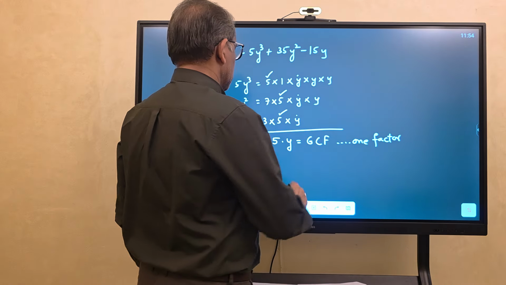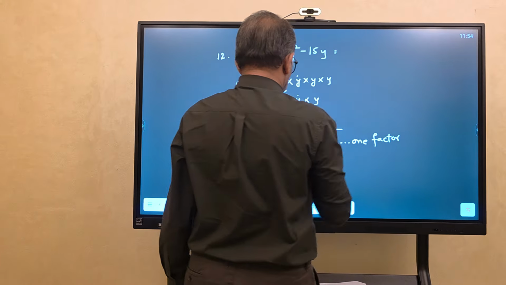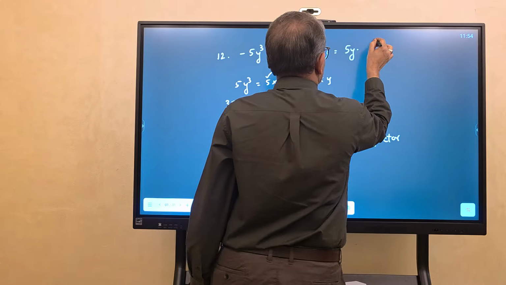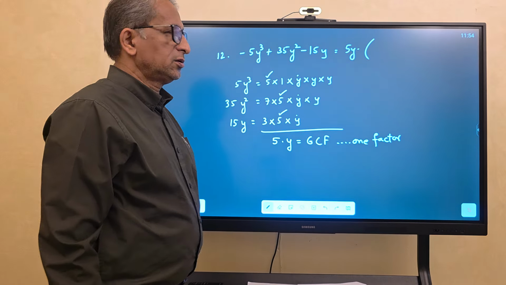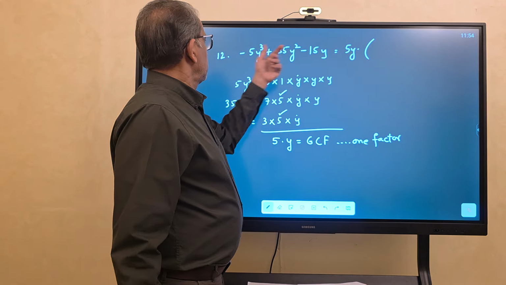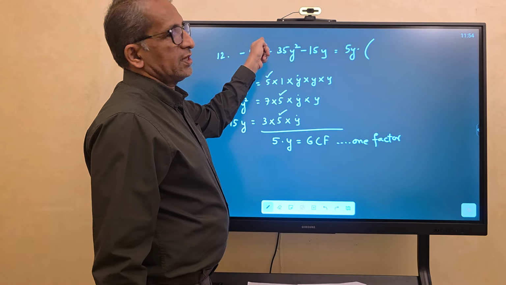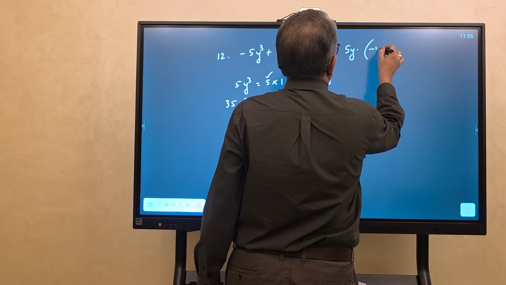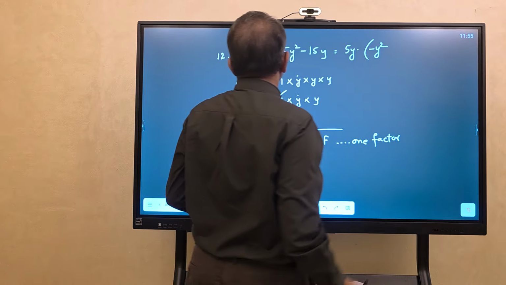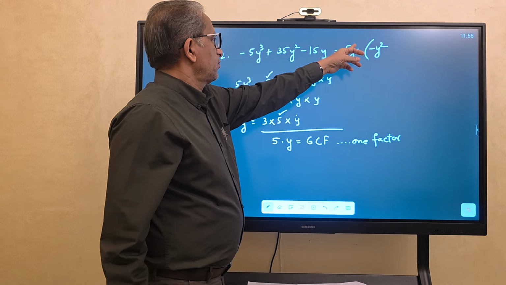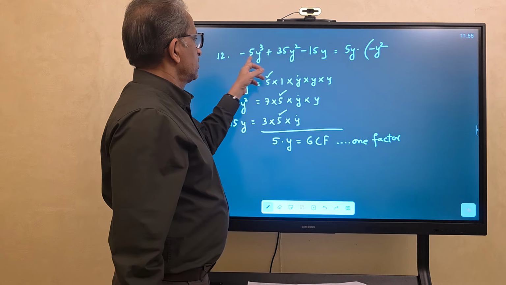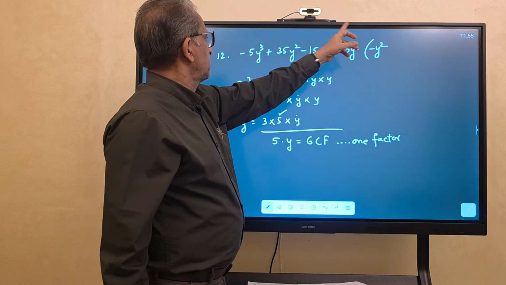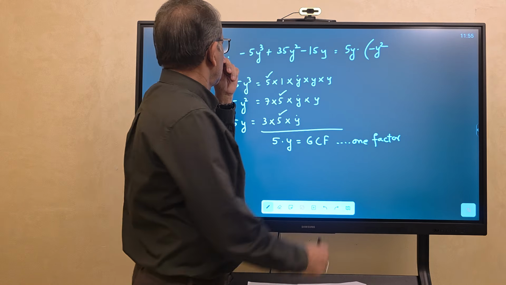Okay, now I will write this. Now look at it. What I will do is write 5y as one factor and open the bracket. If I take 5y from minus 5y cube, how much remains? It is minus y square, because y power 3 divided by y power 1 is y square. Since it is minus, I have taken minus y square. So 5y into minus y square is minus 5y cube.